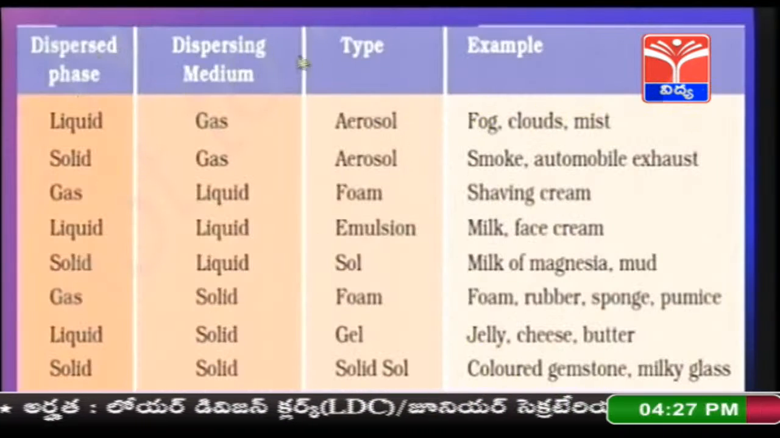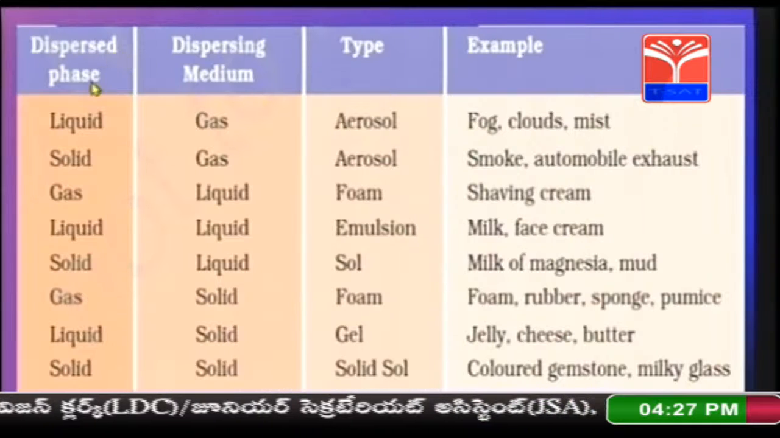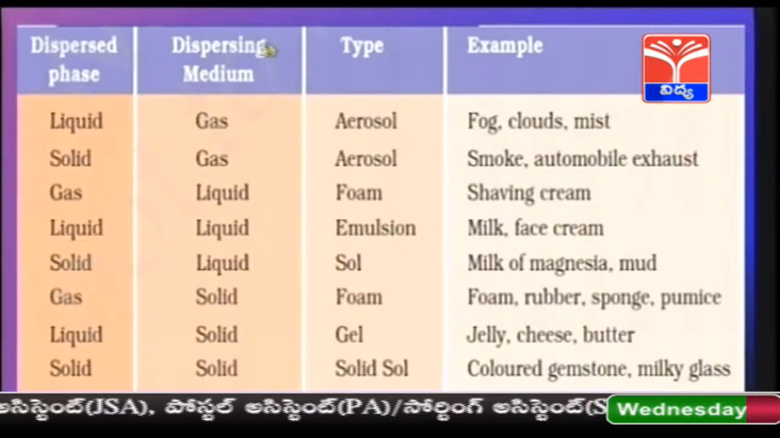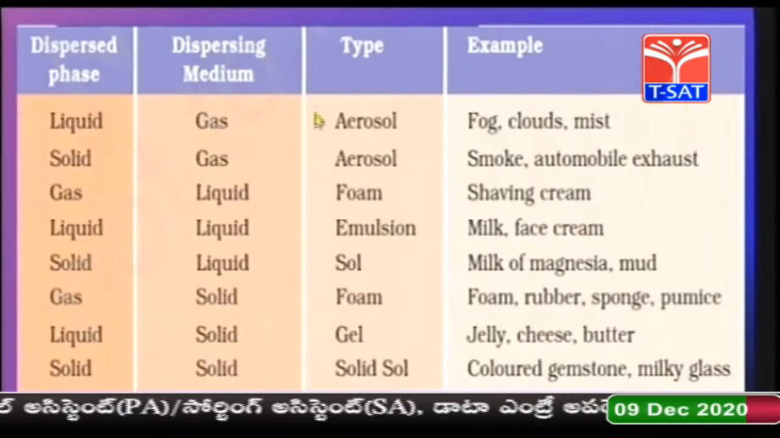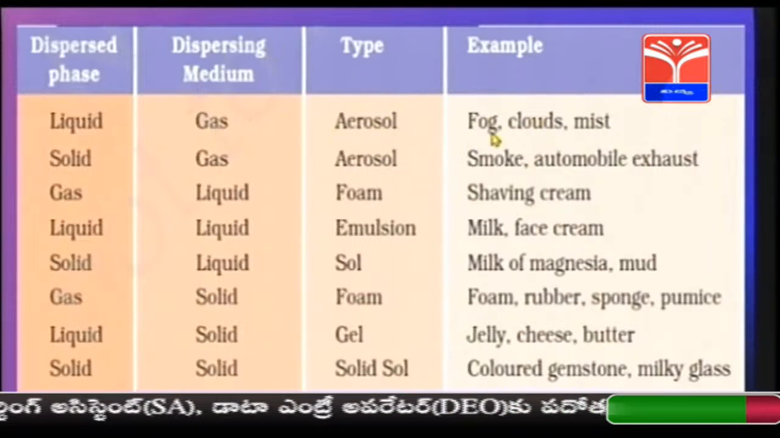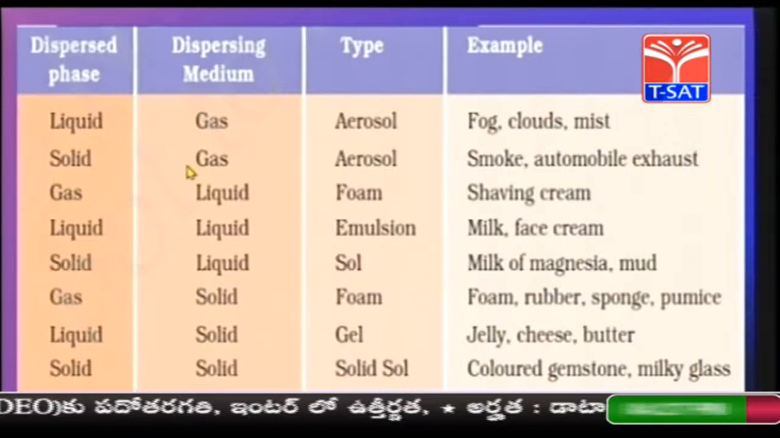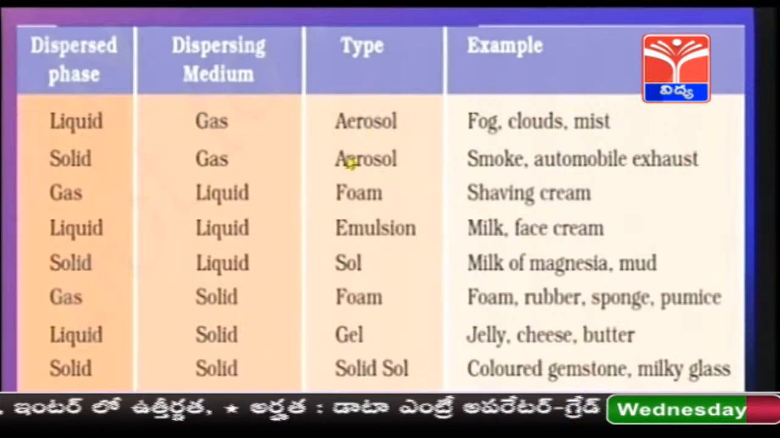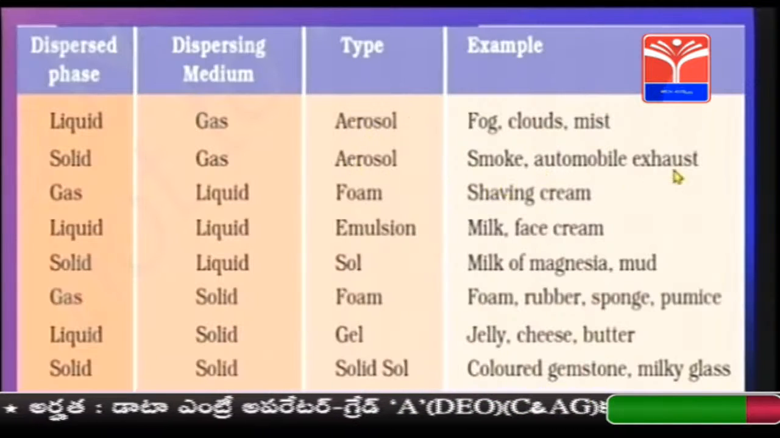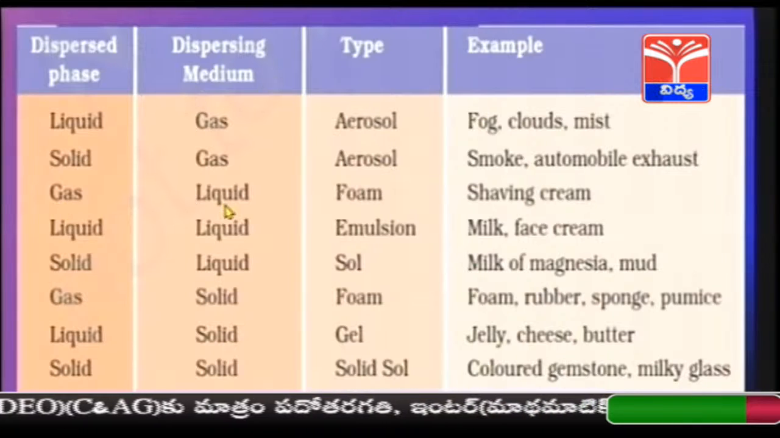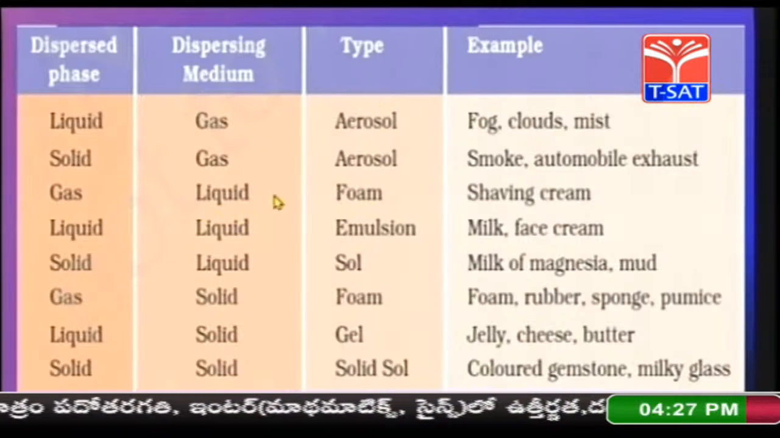Dispersed phase and dispersing medium are given in this table. Dispersed phase if it is liquid and the dispersing medium if it is gas, then it is aerosol. Examples we have seen: fog, clouds, mist. Dispersed phase if it is solid and dispersing medium if it is gas, then it forms aerosol. Examples: smoke, automobile exhaust, etc. If the dispersed phase is gas and the dispersing medium is liquid, then it forms foam.